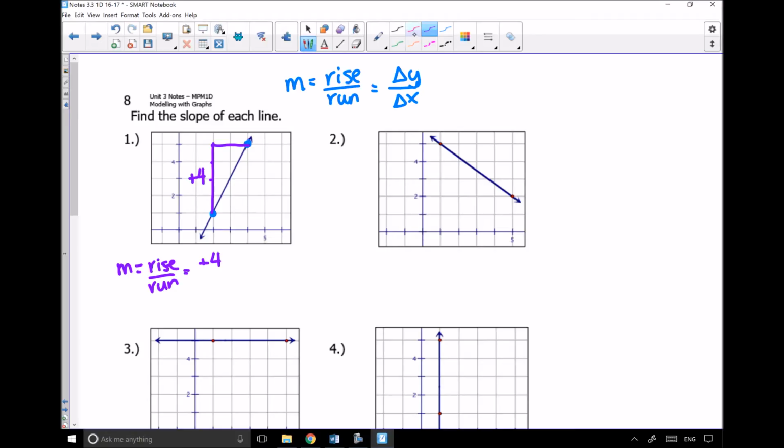And then my run, it went to the right by 2. Since it's to the right, it's a positive 2. So it's positive 4 over positive 2. And when I divide that out, I get positive 2. So that means my slope is 2.